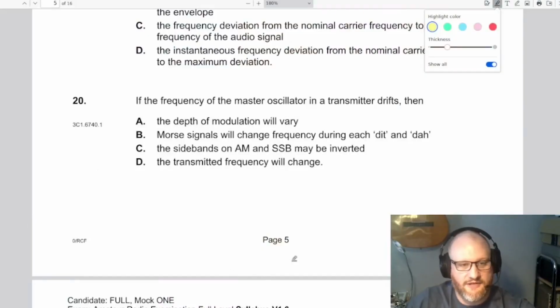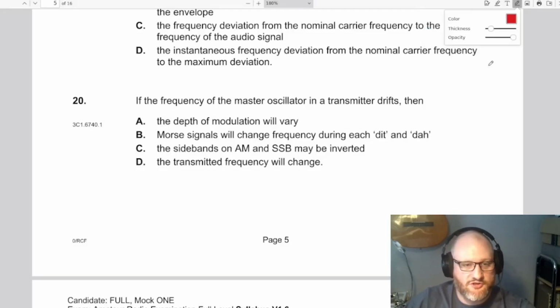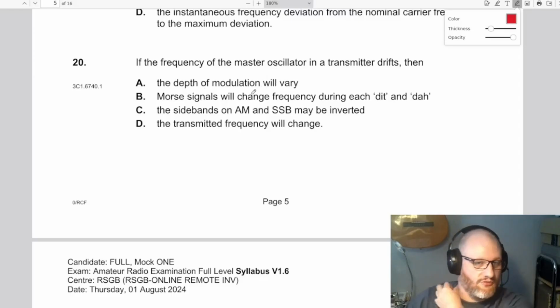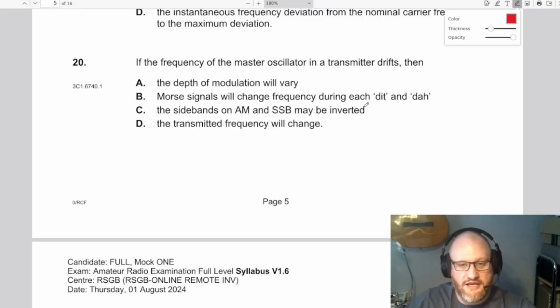Today we're looking at the full license mock examination number 1, version 1.6, and today we've reached question 20, which reads: if the frequency of the master oscillator in a transmitter drifts, then A, the depth of modulation will vary, B, more signals will change frequency during each DIT and DAR, C, the sidebands on AM and SSB may be inverted, or D, the transmitted frequency will change.